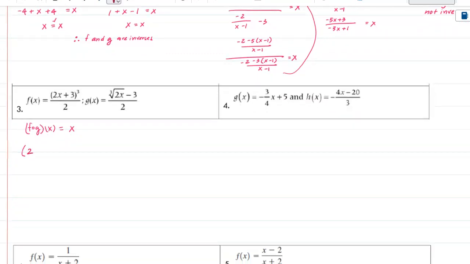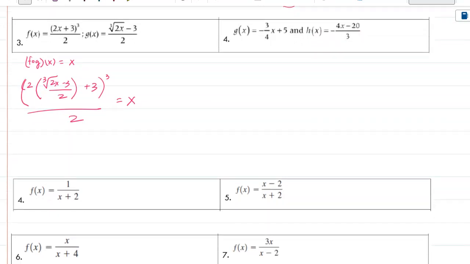Open up the x. Gosh, that's going to be a big drop. I'm going to put the entire cube root over 2 plus 3 cubed over 2 should equal x. The 2 gets multiplied out, 2 over 2. So we end up with a cube root of 2x minus 3 plus 3 cubed over 3.